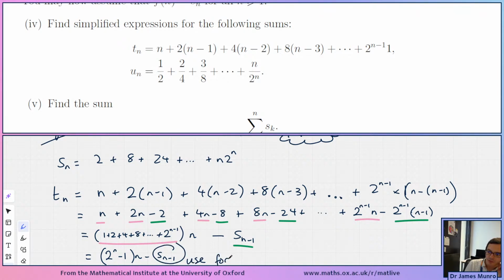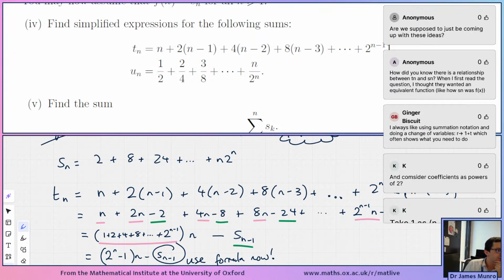Of course. So we can use our formula to simplify. And we can plug in the formula. You can go. Are we supposed to be just coming up with these ideas? Yeah, I think so.